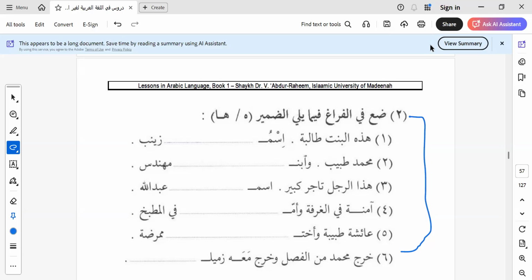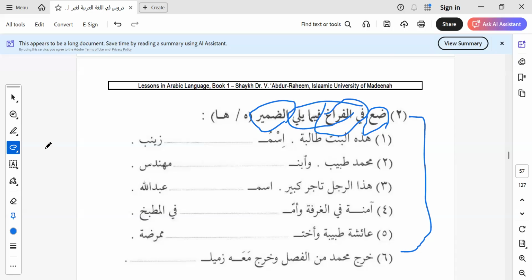فيما يلي الضمير هو or ha, right? So ضع في الفراغ فيما يلي الضمير. الضمير here is the object of the verb ضع. And في الفراغ, everything here, في الفراغ is شبه الجملة.